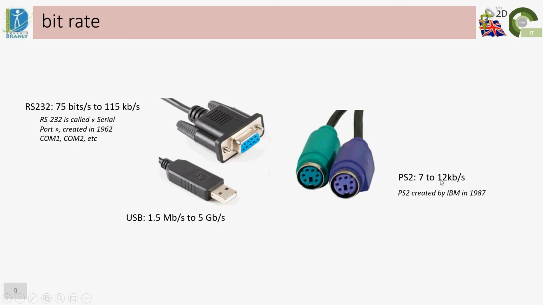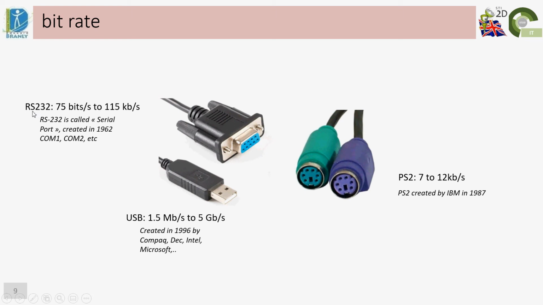For instance, 12 kilobits per second for the PS2, which is a little bit higher, but the USB, the last generation, you see it's much higher. It's really fast. Okay, so this is the older one, 1962. This PS2 cable was created by IBM in 87. And the USB was created in the 90s, in 96, by Compaq, Digital, Intel and Microsoft.